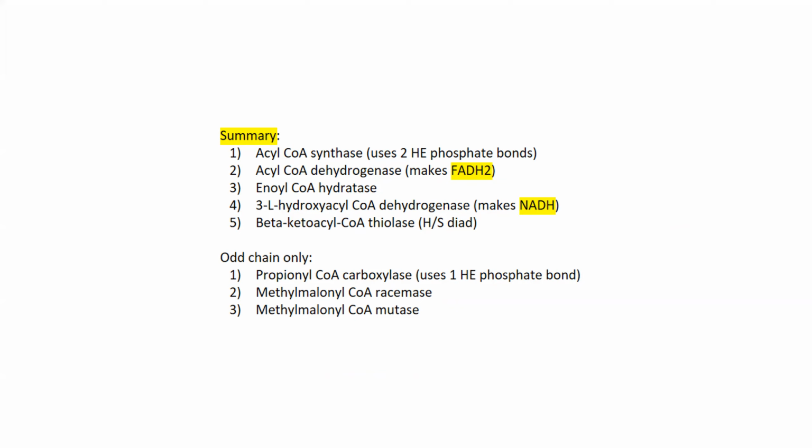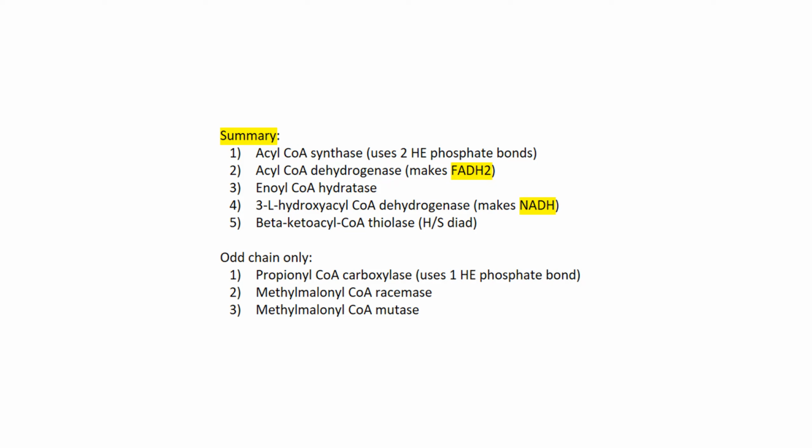Steps 2 to 5 occur each time an acetyl-CoA is cleaved off of the fatty acyl-CoA. And so step 2 is acyl-CoA dehydrogenase, which makes FADH2 and enters the ETC to generate 1.5 ATP. Step 3 is enoyl-CoA hydratase. Step 4 is 3-L-hydroxyacyl-CoA dehydrogenase, which makes NADH. This enters the ETC and generates 2.5 ATP.